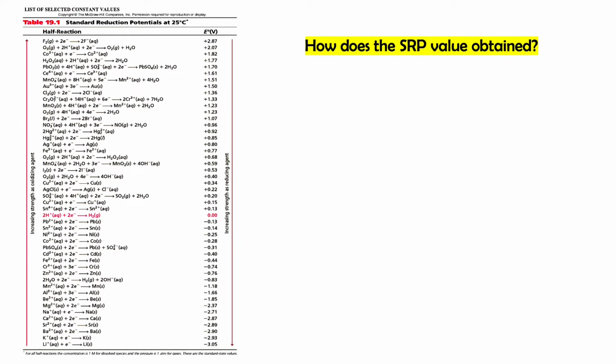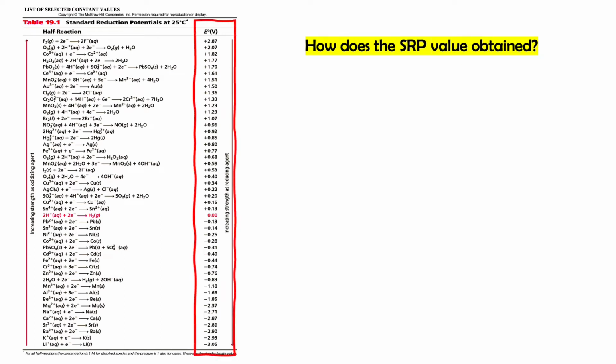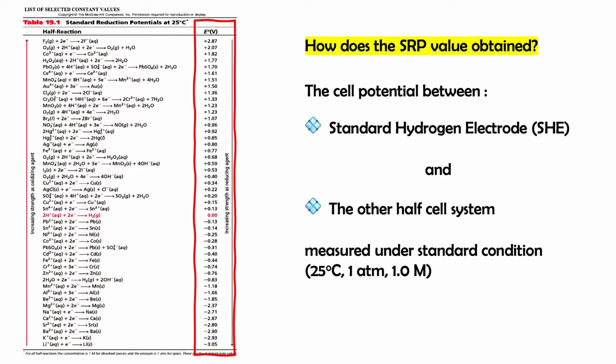How is the SRP value obtained? This value is obtained when a galvanic cell is set up between the standard hydrogen electrode and the other half cell system. All the electrolytes must be 1.0 molar and the galvanic cell must be set up at 25 degrees Celsius with a pressure of 1 atmosphere.